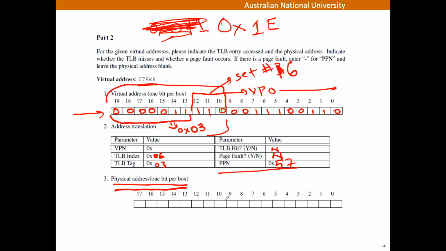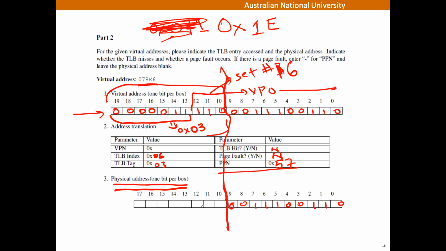Let's first start with the page offset bits. Where should I get the bits for the physical page offset? They are the same in both cases. You go with the same offset inside the page. That offset does not change. So these bits are the same: 0, 0, 1, 1, 1, 0, 0, 1, 1, 0.